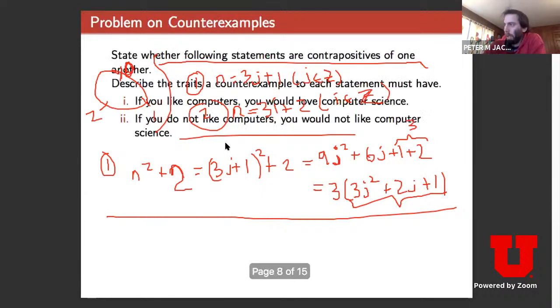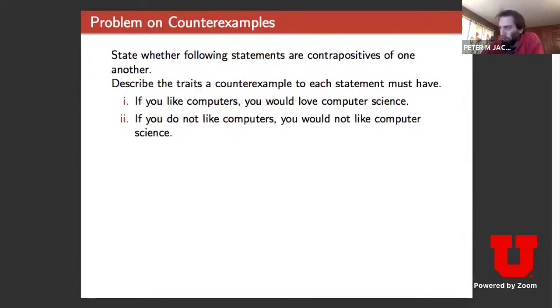There we go. Okay, so we have 13 minutes left. All right, let's do this one. State whether the following statements are contrapositives of one another, and describe the traits a counterexample to each statement must have. So the first one, if you like computers, you would love computer science.